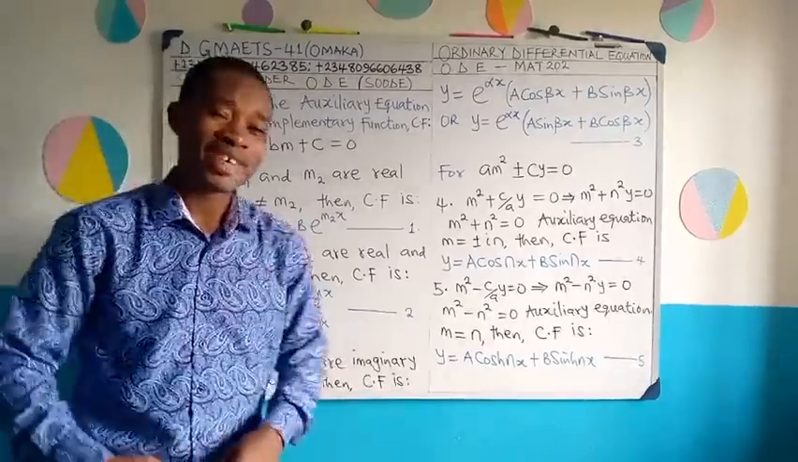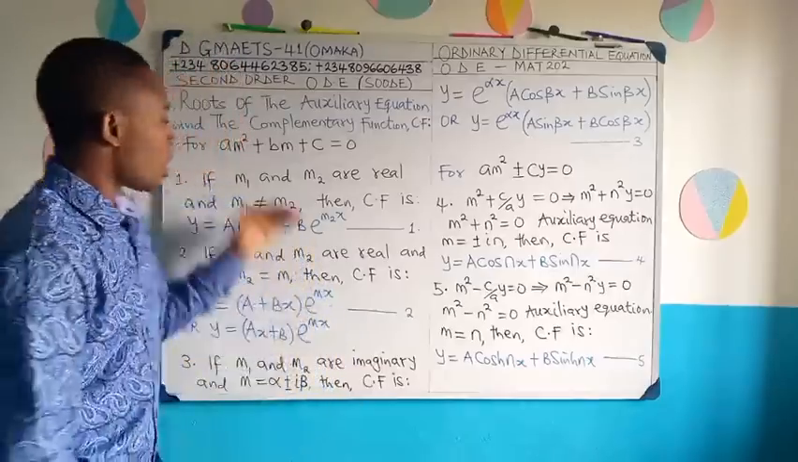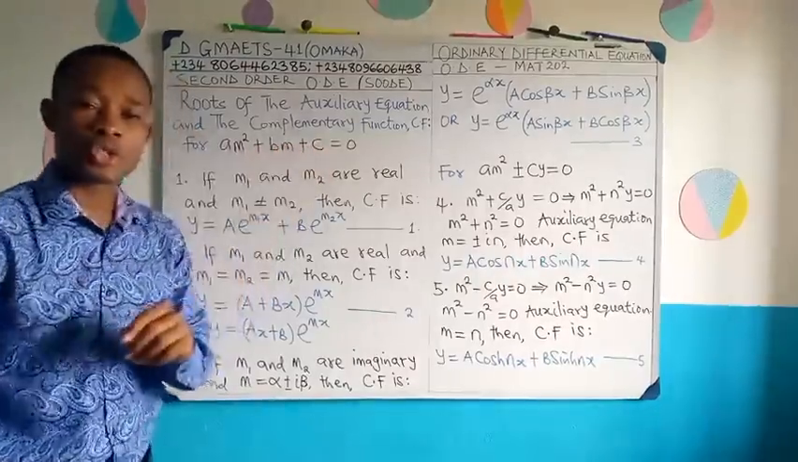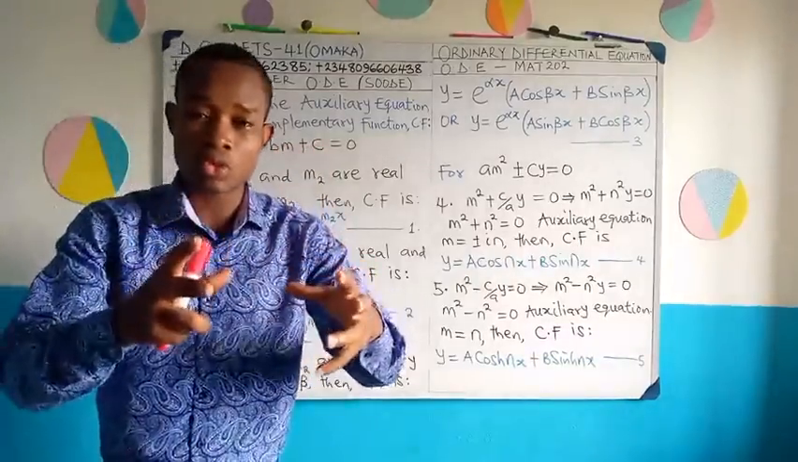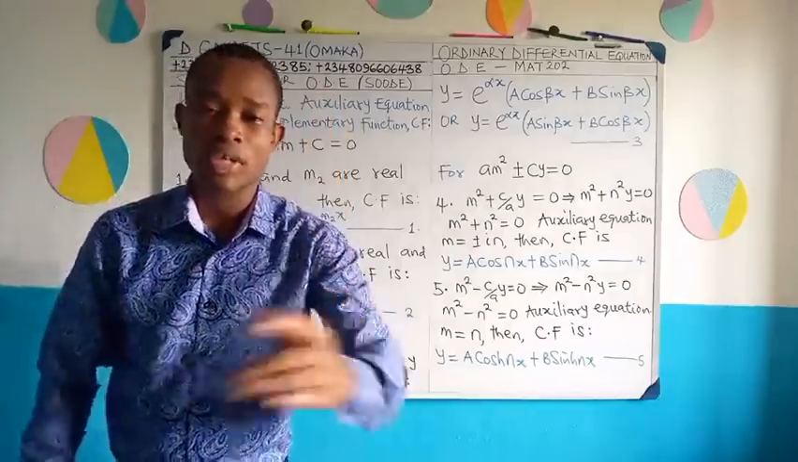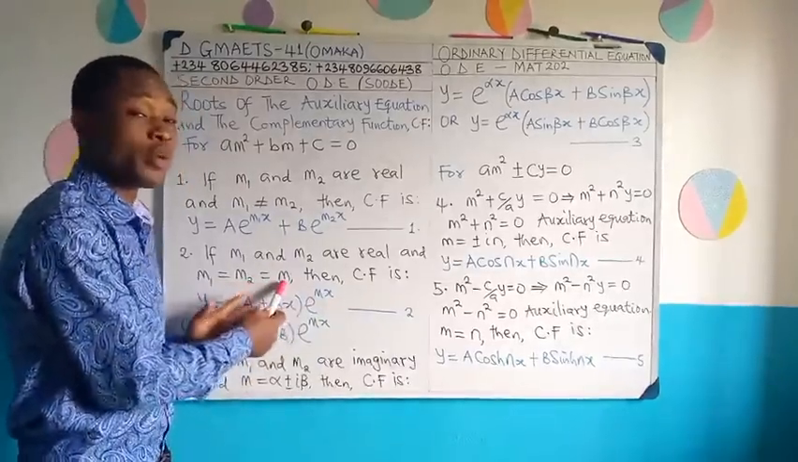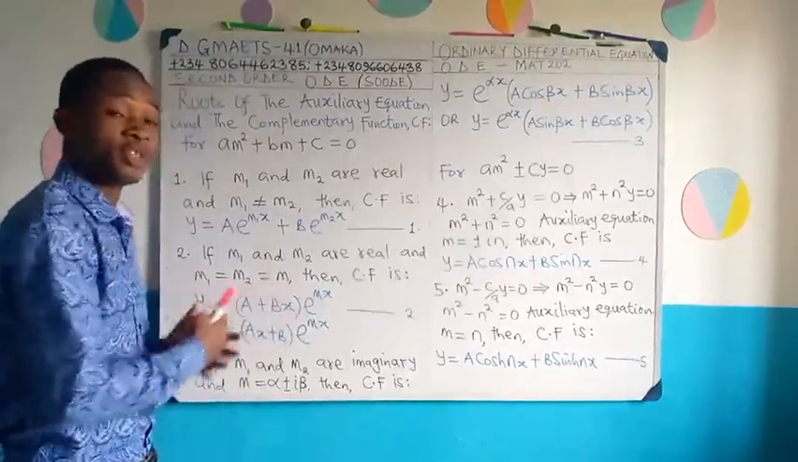When do you use this complementary function, this solution? You use it if on solving this auxiliary equation you obtain real roots. That is, the roots of the equation are real numbers and they are equal. That is to say m1 is equal to m2. In that case, you can simply use m to represent the root of the equation.